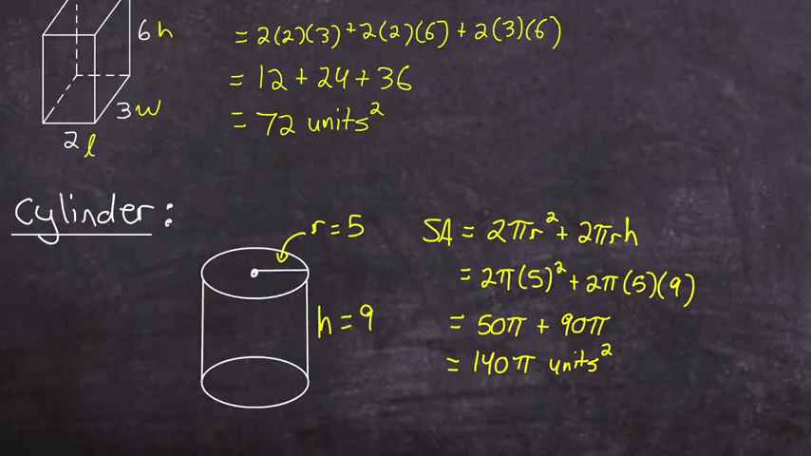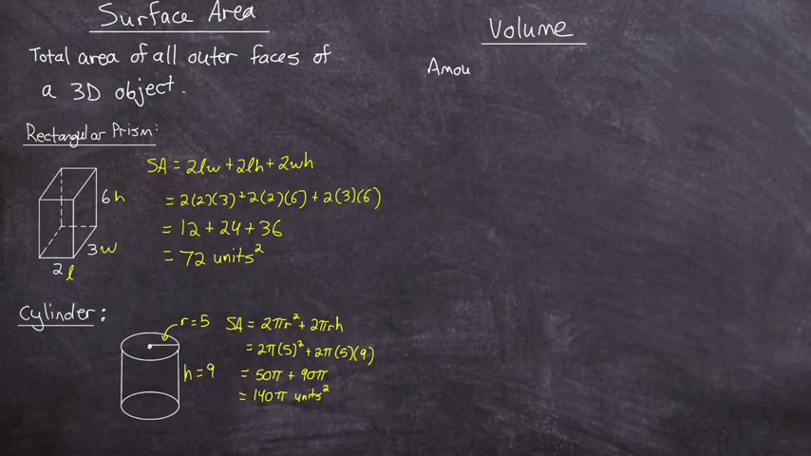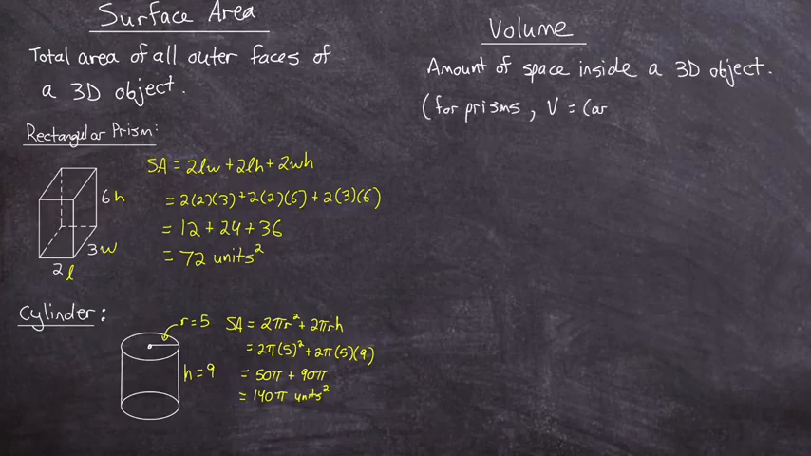And now let's also take a look at volume. Volume is the amount of space inside a 3D object. And for prisms, if you want to find the volume, you follow the formula, area of base times height. So let's look at those same two shapes and let's find their volumes.